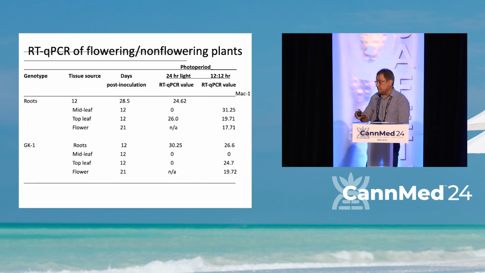And here again is just some data, qPCR data, to show you that when you look at a plant that's under a 12-12 cycle, the qPCR numbers are way, way lower than they are when the plant is under a 24-hour cycle. So again, suggesting the physiological shift into flowering is causing this viroid to replicate, to move, and potentially become symptomatic.